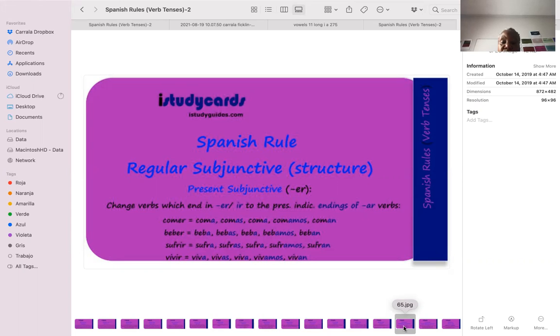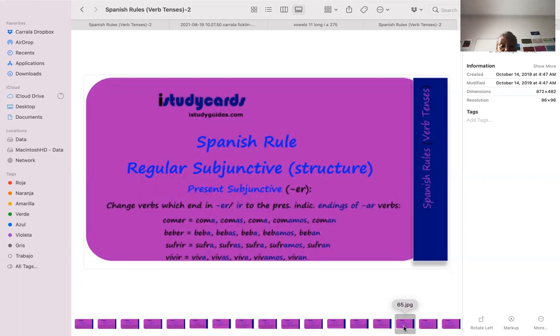Regular subjunctive verbs. This is regular, that means they follow the rule. And here's the structure. If it's an ER verb, if you have the verb comer, you have coma, comas, coma, comamos, coman. Now this is the present subjunctive. If you have the verb beber, beba, bebas, beba, bebamos, beban, you're taking the AR ending and giving it to an ER verb, or you're taking the AR ending and giving it to the IR verb.